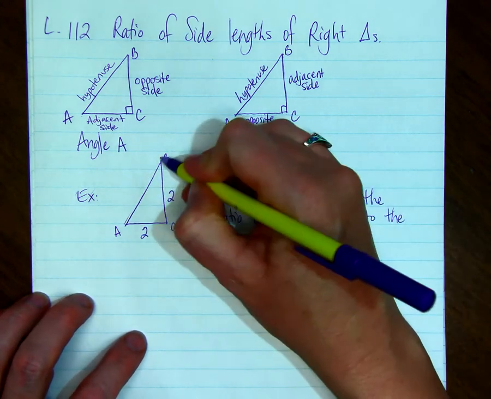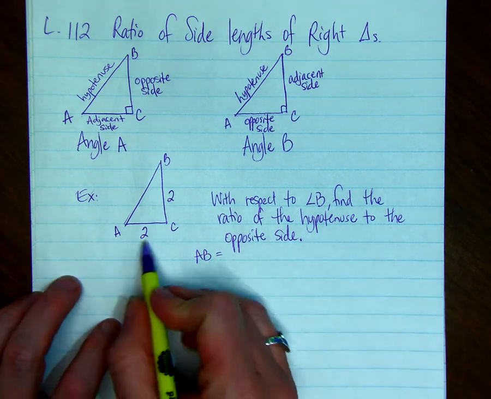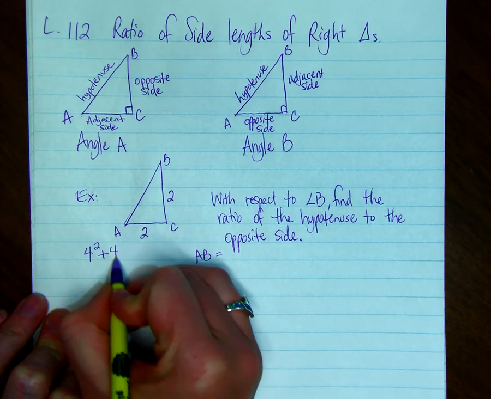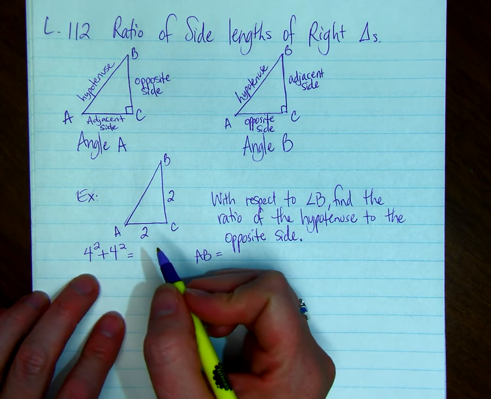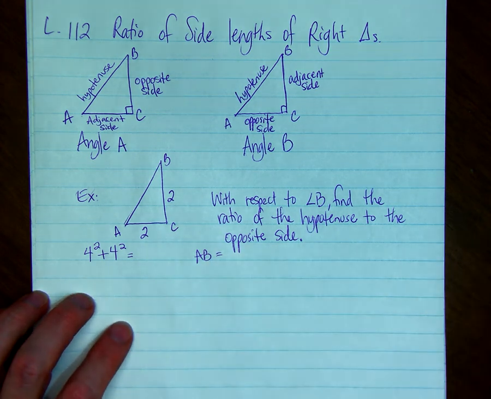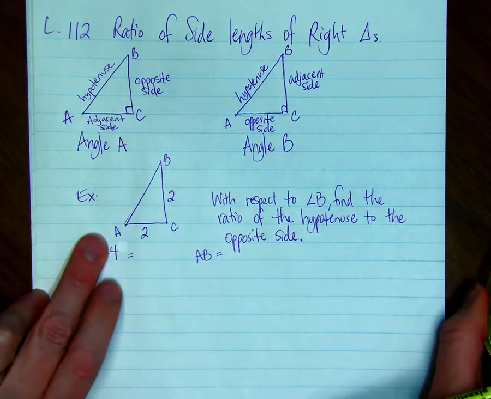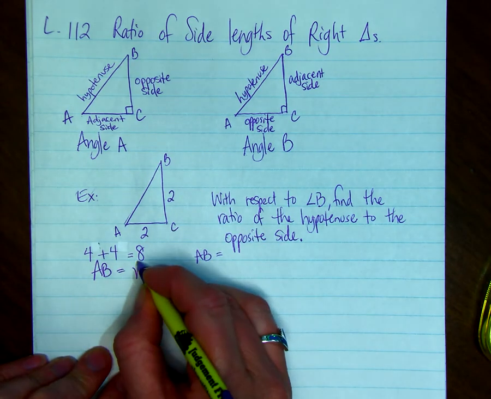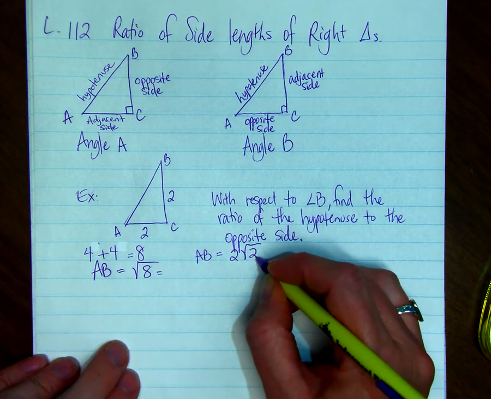Well, we need to find the hypotenuse. We can use the Pythagorean theorem. So we have 2 squared plus 2 squared equals, I squared the 2 and got 4. So it's just 4 plus 4 is 8. So the length of AB is the square root of 8, or 2 root 2.